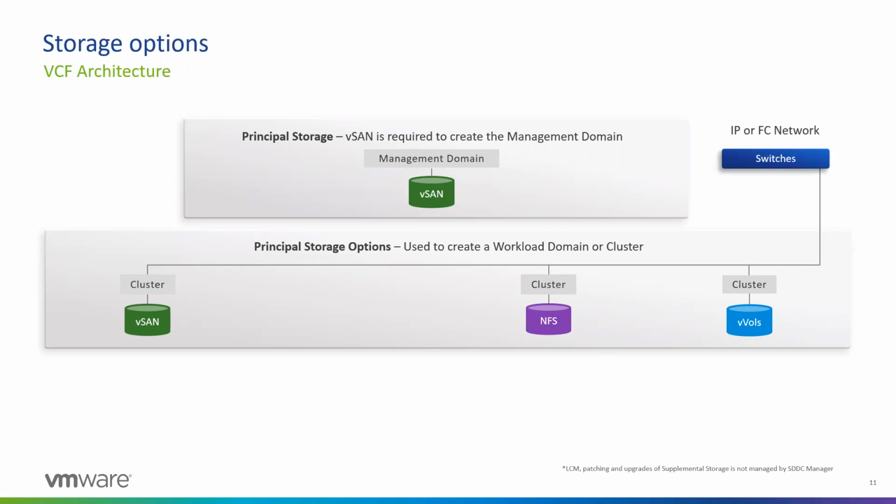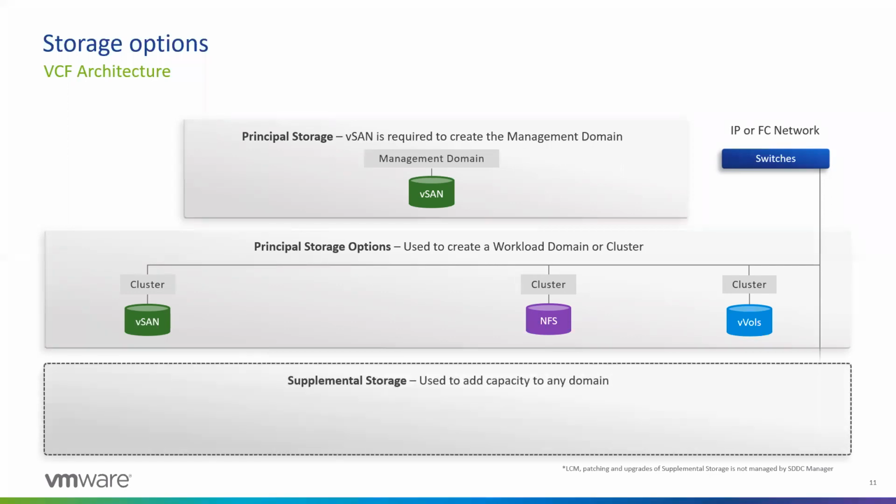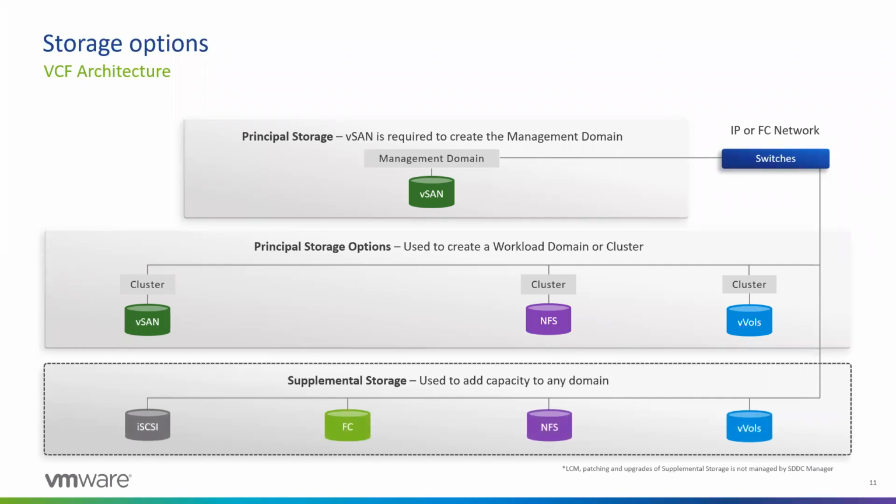So maybe you've got an existing fiber channel storage array. Maybe you've got NFS, maybe you've got virtual volumes. And here on this slide, we are just missing VMFS. So just imagine that there is a fiber channel VMFS because it's supported. In the principal storage, for other workload domains, currently the only storage type which is not supported is iSCSI. But for any kind of workload domains, you can use iSCSI as a secondary storage.